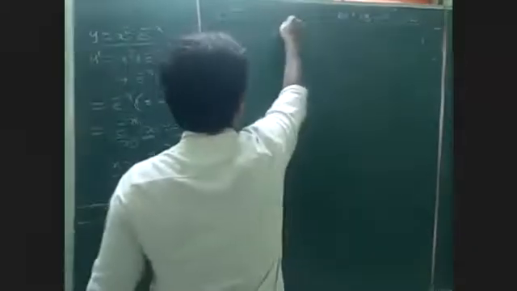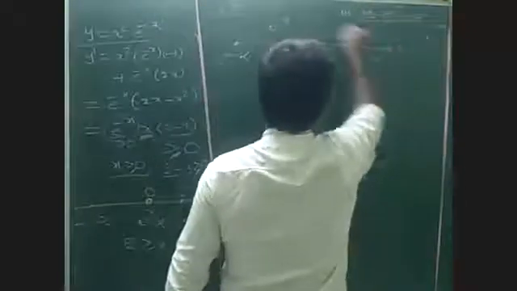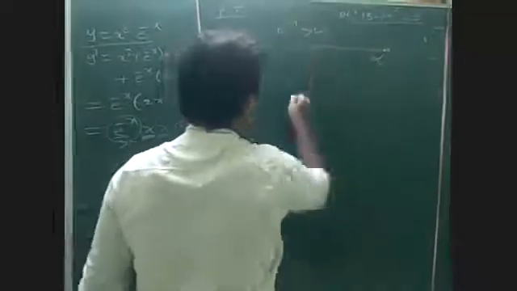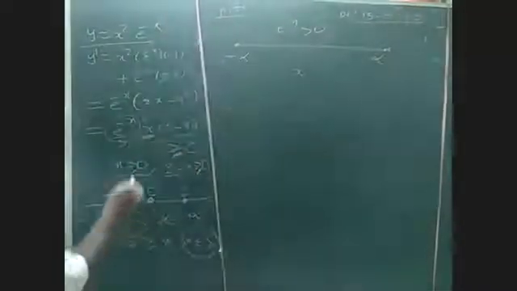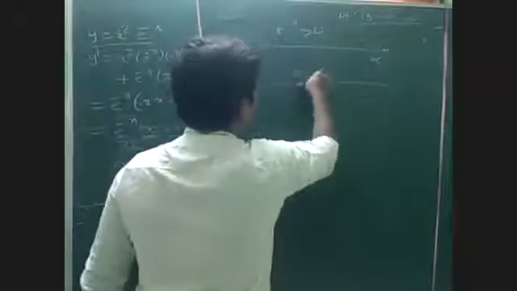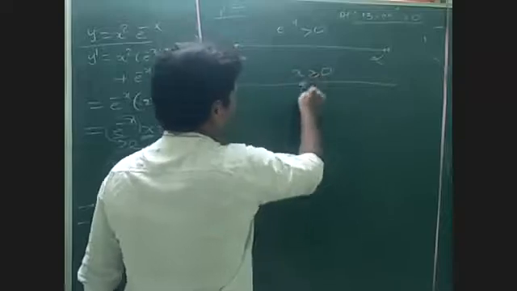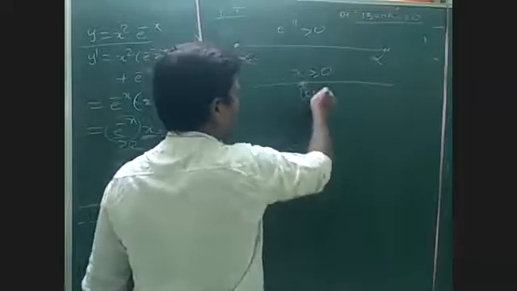First, e power minus x should be minus infinity to infinity. It is greater than 0. Minus infinity. Here x will be there. Another function x. This x must be greater than or equal to 0, nothing but starting from 0 up to infinity. Not for negative values.